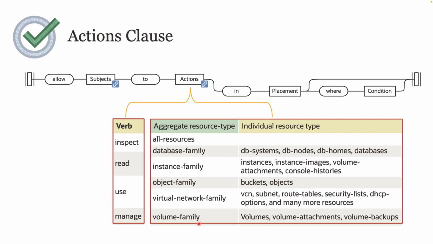But an important thing to keep in mind is that some resource types do not have an aggregate resource type. For example, the identity resource itself does not have an aggregate resource type. So when you are dealing with identity, you have to write a policy on the individual resource type. Let me quickly jump to the documentation and show you this in more detail.